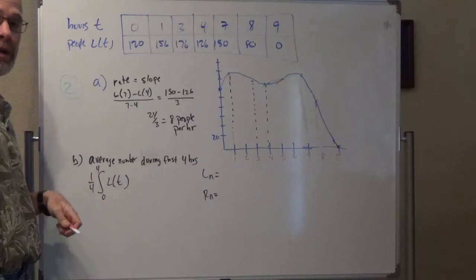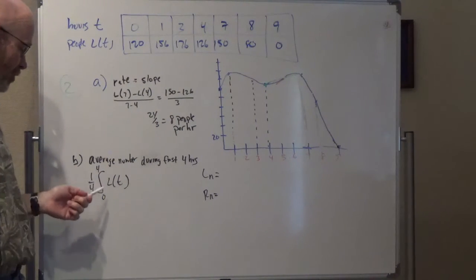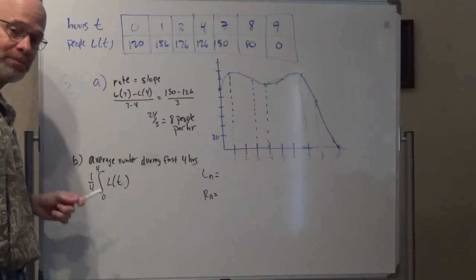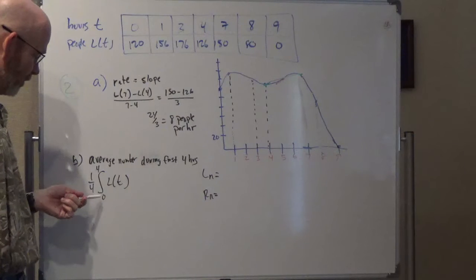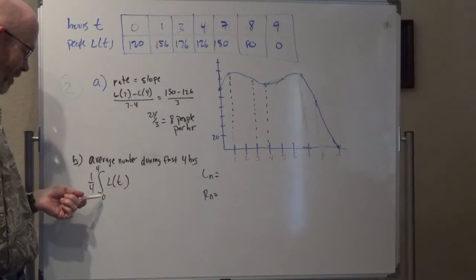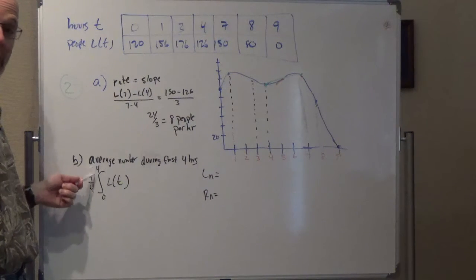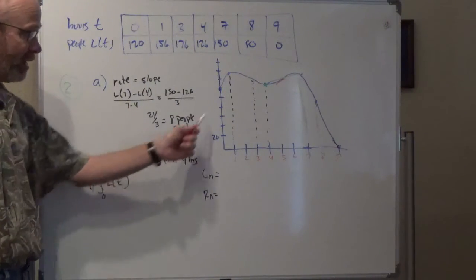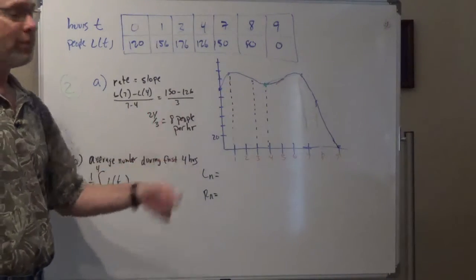So remember we have a formula. The average value of any function is just the integral of that function divided by the length of the interval. For this particular problem, they asked me to find the average over the first 4 hours, 0 to 4, so divide that by 4. So I need to find the integral. Integral is just area under the curve.